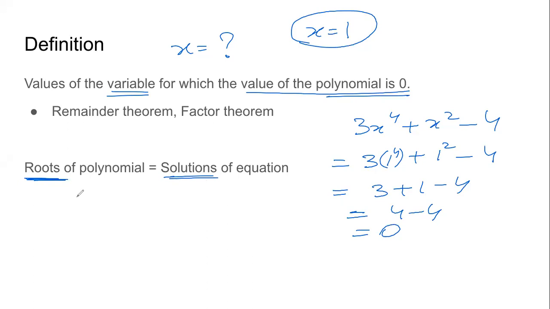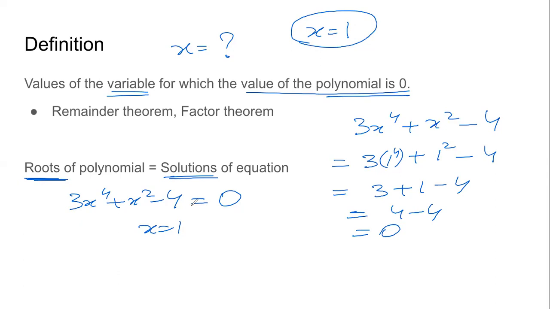For example, if instead of the polynomial we had this equation 3x^4 plus x square minus 4 equals to 0, then we will say x equals to 1 is a solution of this equation. X equals to 1 is a root of the polynomial. X equals to 1 is a solution of the equation.